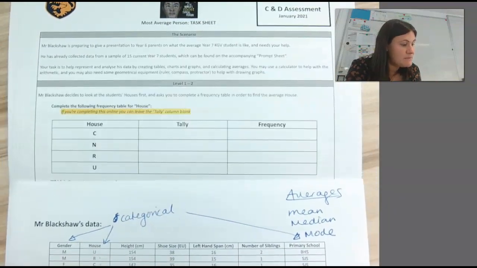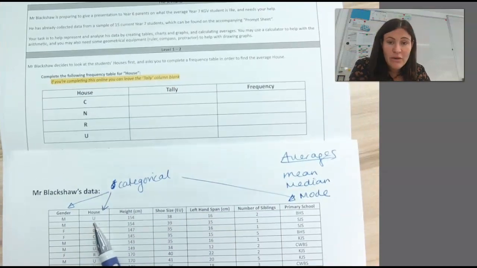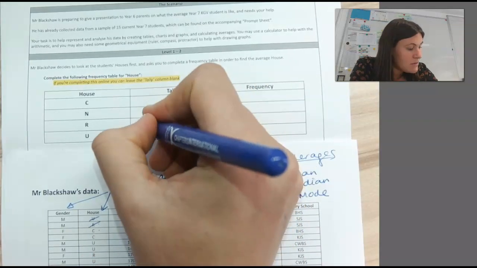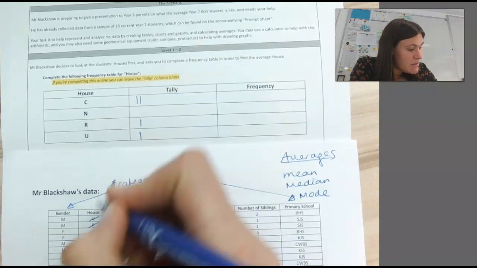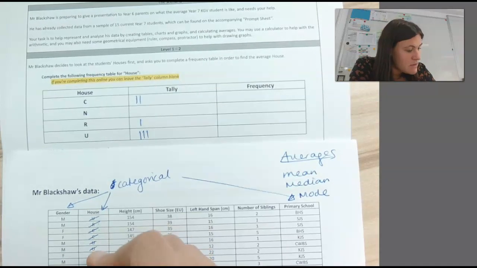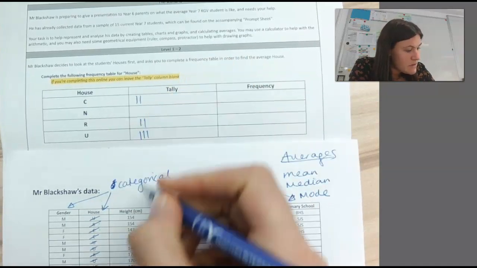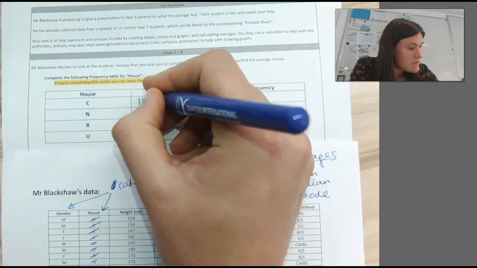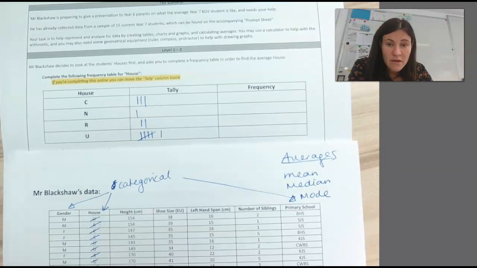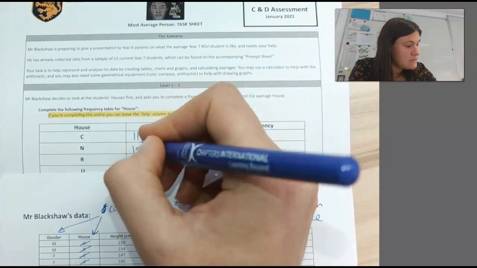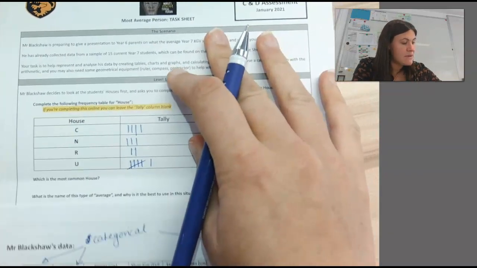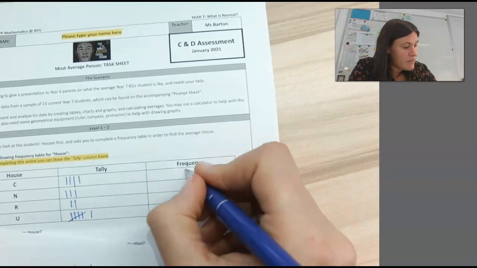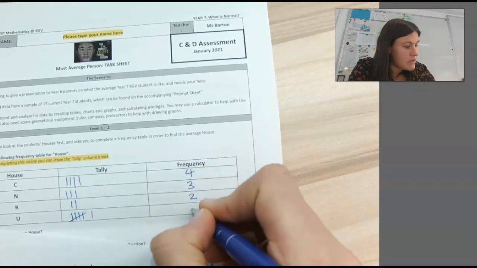So first of all, let's do our tally. And I'm going to go through and cross off these as we go. So I've got one Upstill, I've got a Rowell, Crozier, Upstill, Rowell, Upstill, Nightingale, Crozier, Upstill, Nightingale, Crozier, Nightingale. All right, there's my tally, and I've crossed all of those off as I've gone. So I just add those up to get my frequency. So it's 4, 3, 2, and 6.